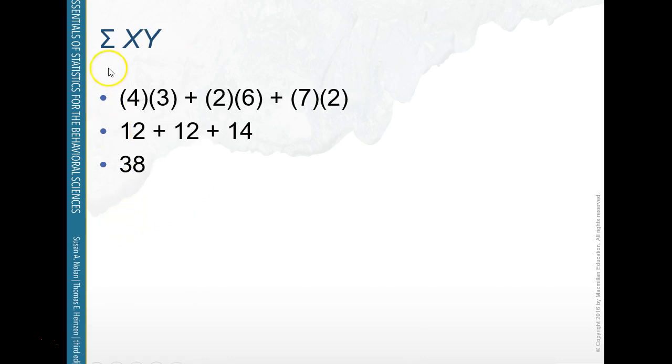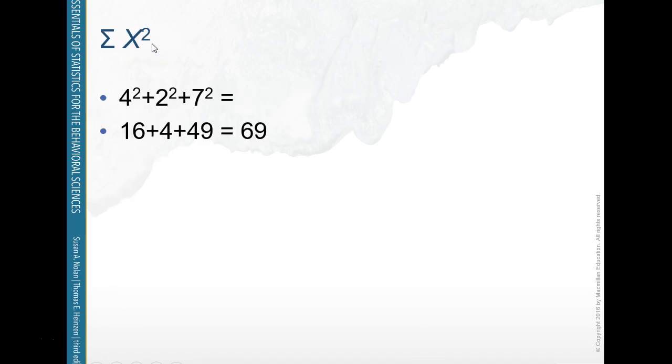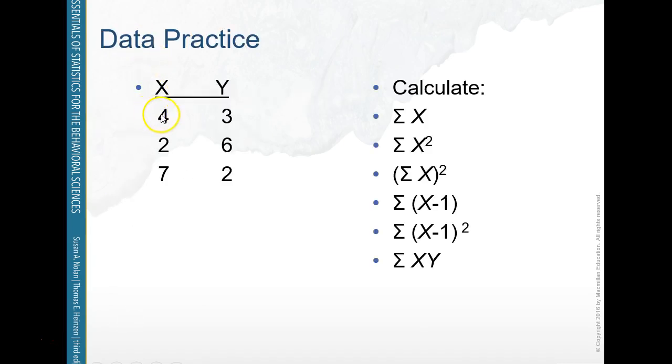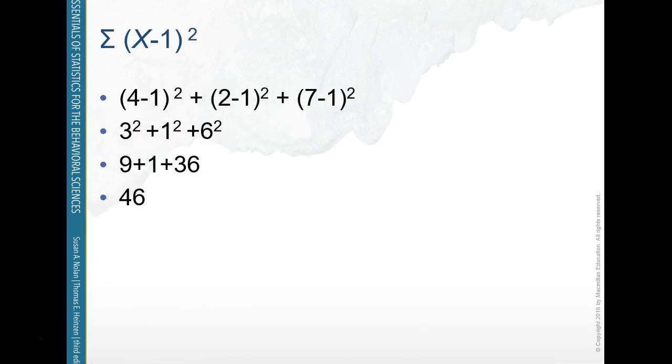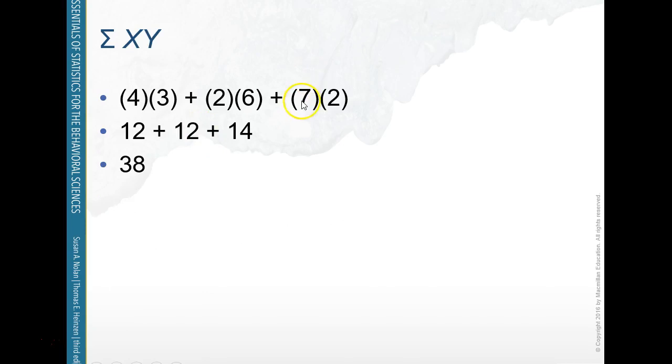And lastly, sum of x times y. Remember, if there are two variables written together, that's multiplication. And when you're multiplying x and y, you're always going to be looking at the people on the same row, x and y. So 4 times 3. And then this person's x and y, 2 times 6. And then 7 times 2. So remember, first you multiply, 12 plus 12 plus 14, and then you add together.